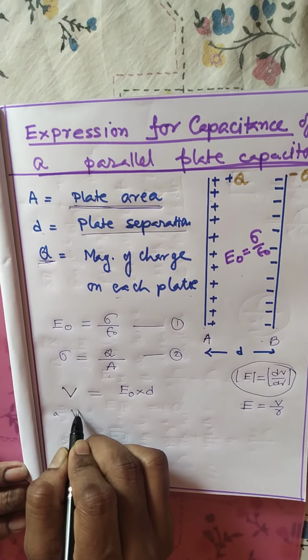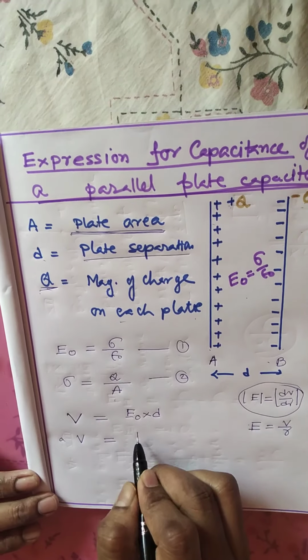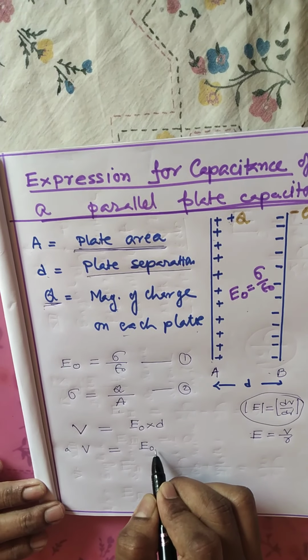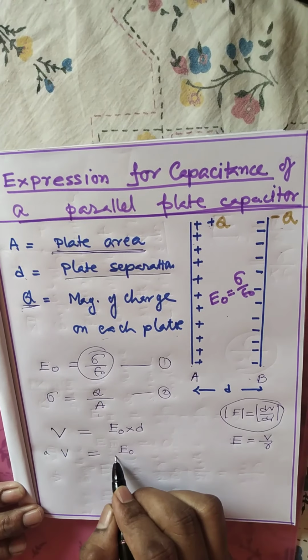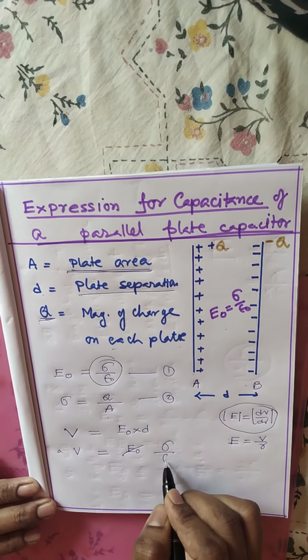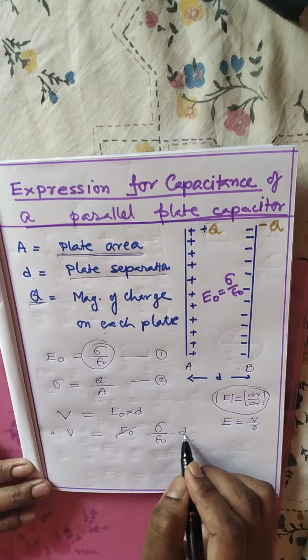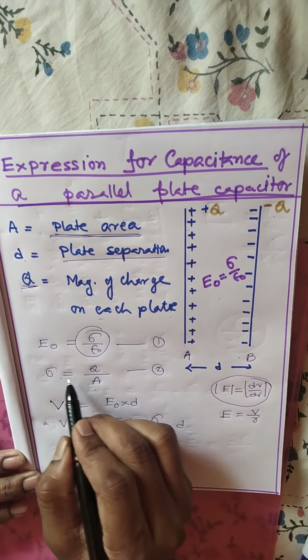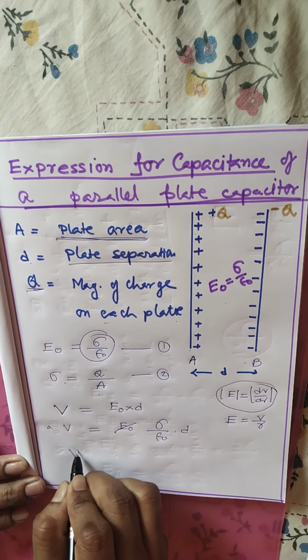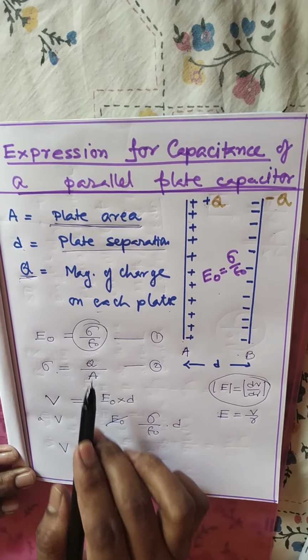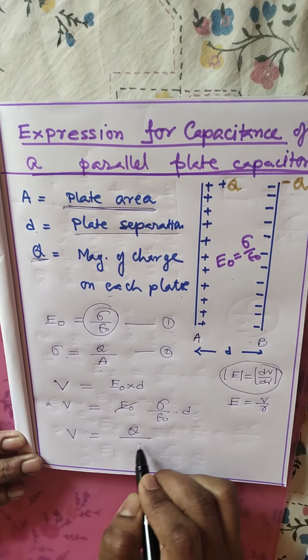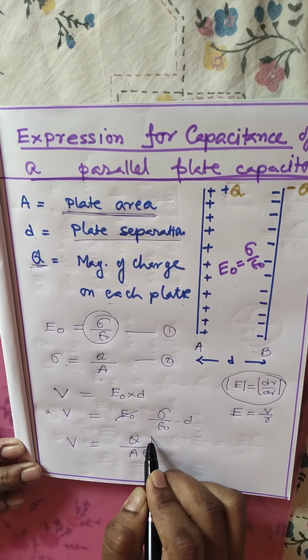Okay. Or V equal to what we can write? E naught into d. E naught we can replace here. Instead of E naught we can write sigma by epsilon naught into d. But again sigma we can write as Q by A. So V equals Q by A epsilon naught into d.